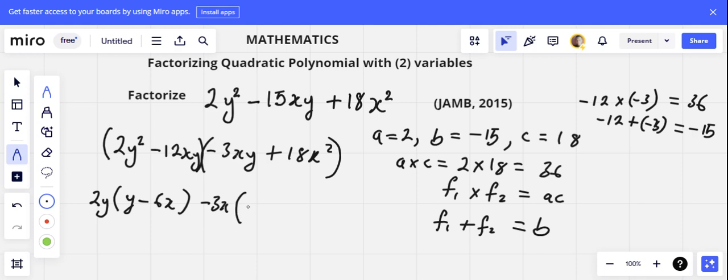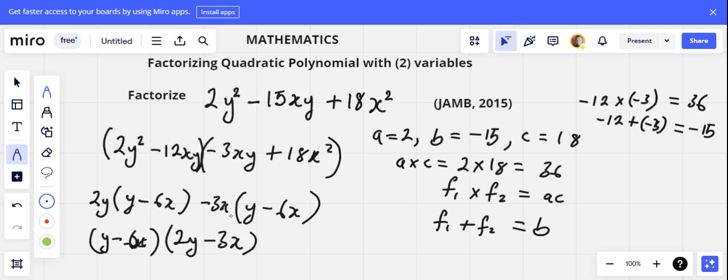What will be left here will be y minus, if you factor out 3 from 18, 6x. Since what is inside this bracket and this bracket are the same, you can factor that out: y minus 6x. Then combine this and this: 2y minus 3x. So we have successfully factorized that.